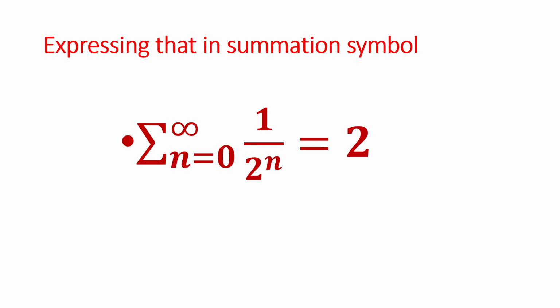Now expressing that in summation language, sigma 1 by 2 power n from n equals 0 to n equals infinity equals 2. This means that if you take any term 1 by 2 power 0, 1 by 2 power 1, and so on up to 1 by 2 power infinity, the sum of those infinite number of terms will equal 2.